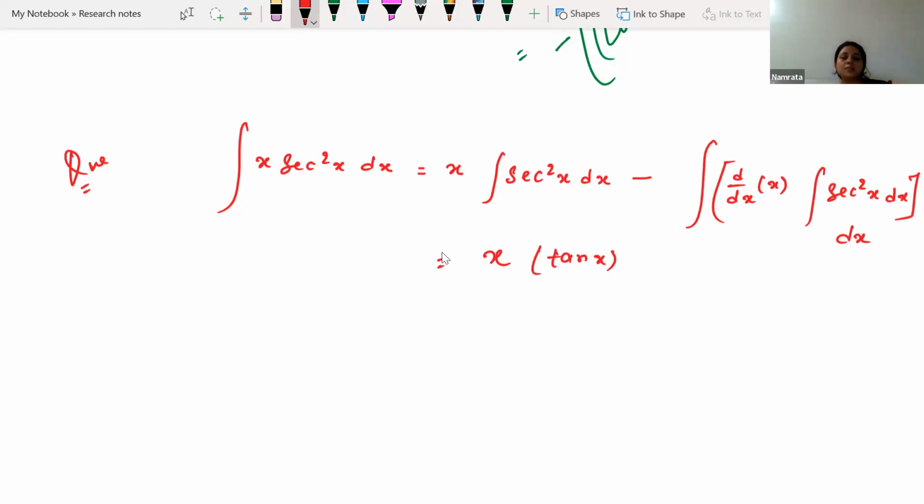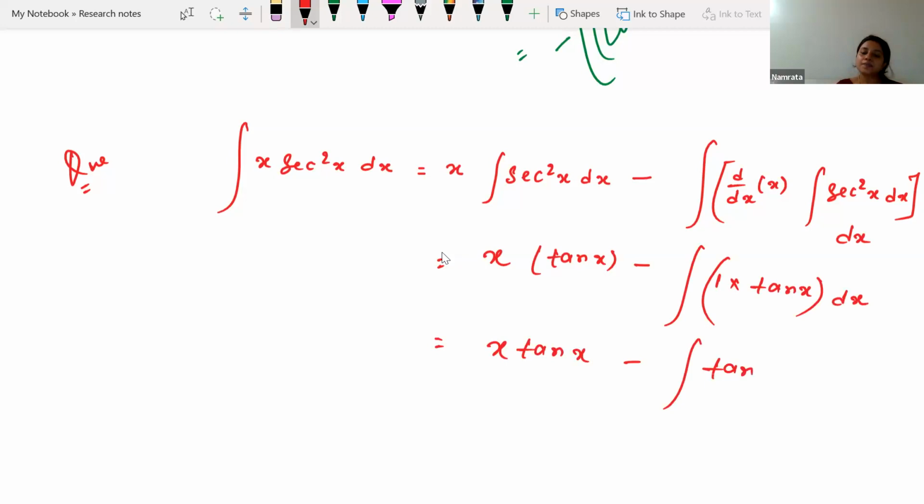We will take c at last. So the integration of sec square x is tan x, everyone knows that. Minus, the derivative of x will be 1, times tan x, and dx. So here we have x tan x minus the integral of tan x dx. Yes or no? What is the integration of tan x?